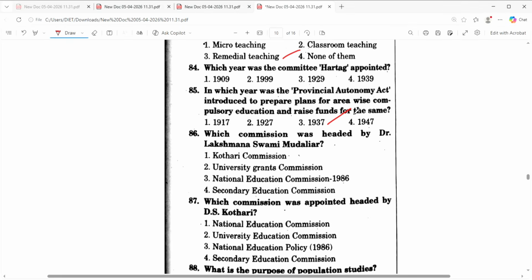Which commission was headed by Dr. Lakshmana Swami Mudaliyar? Kothari, University Grants, National Education, or Secondary Education Commission. Okay, the answer is Secondary Education Commission. It is the fourth option. How many of you could do this one?